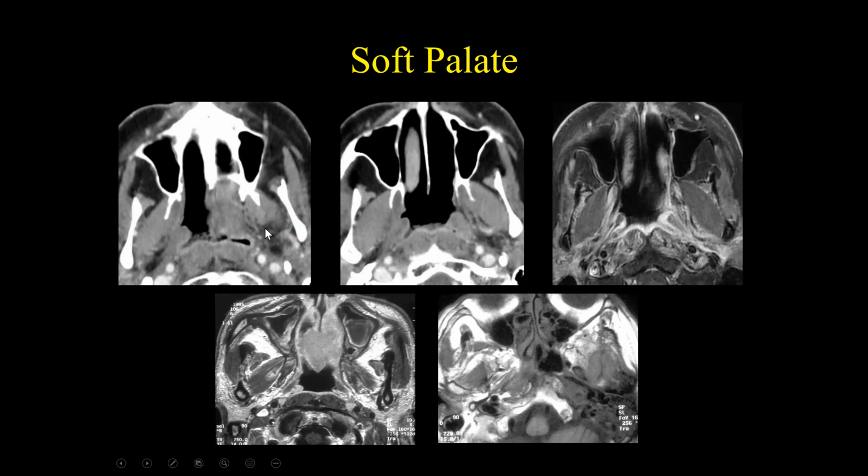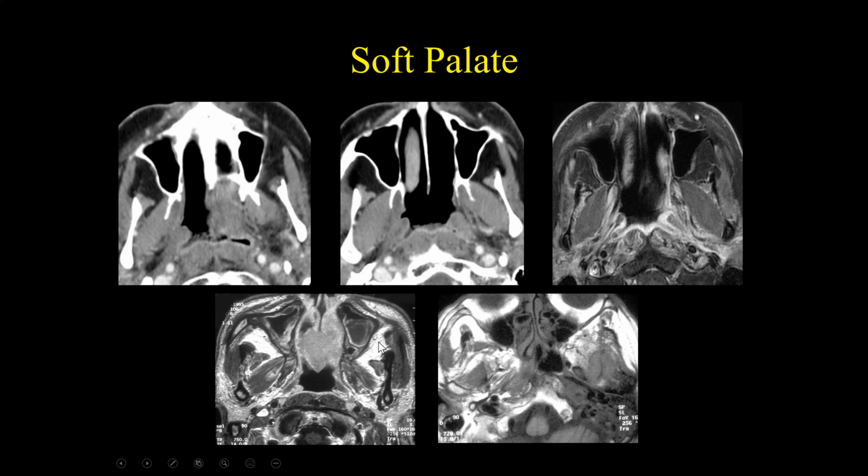And this is an example of a soft palate carcinoma that was felt to be limited to the soft palate. However, when we look superiorly, we can see that there's enlargement of the torus tubarius. And when we look at the contrast enhanced T1 weighted image with fat suppression, we can see there's tumor growing along that soft palate. So this was clinically occult.